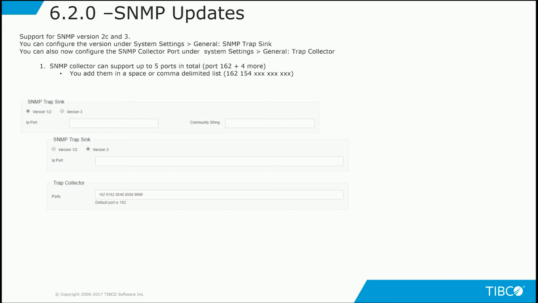In 6.2 we now support SNMP versions 3 and 2C. This can be configured under the System Settings General tab. Here you'll be able to set the port as well as the sync information for v3 information.